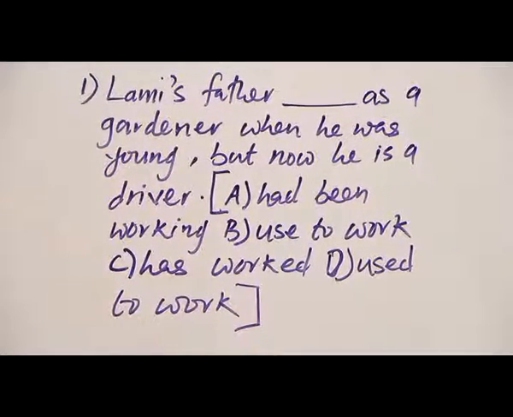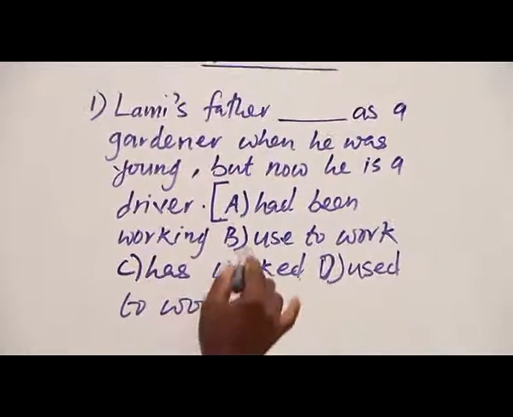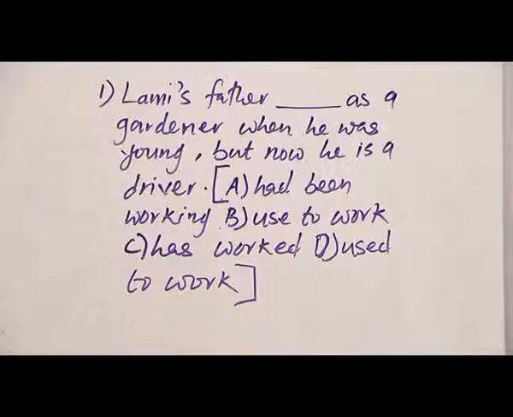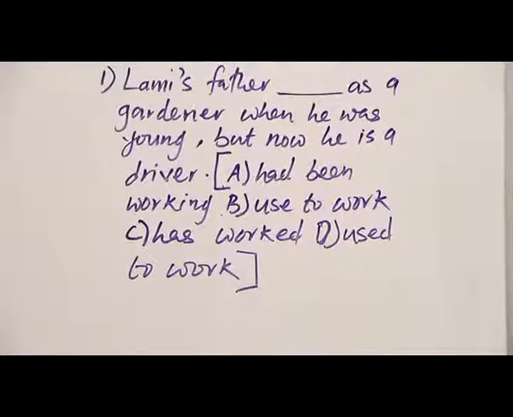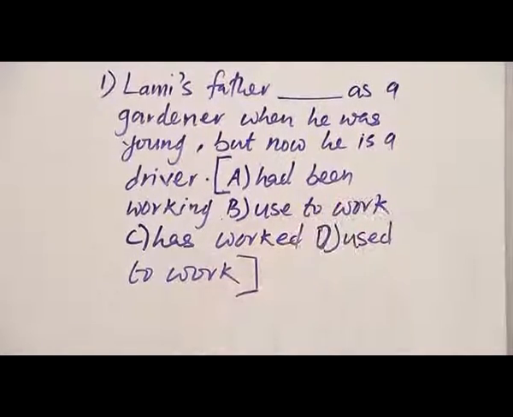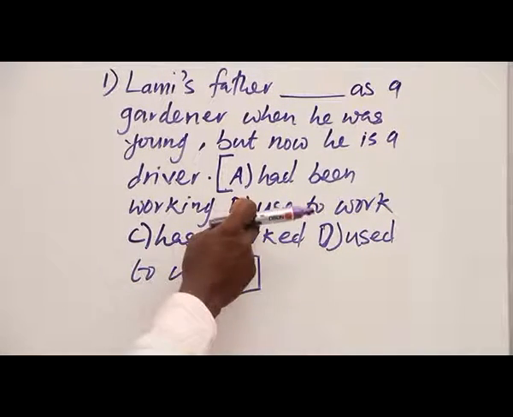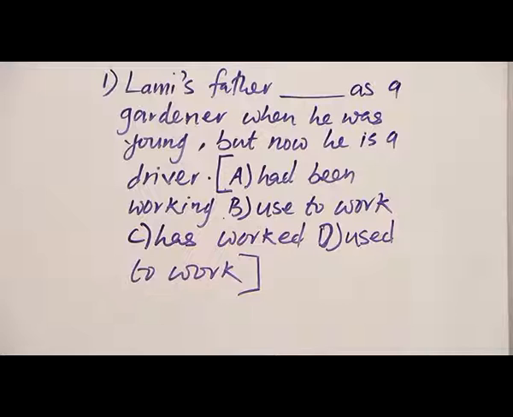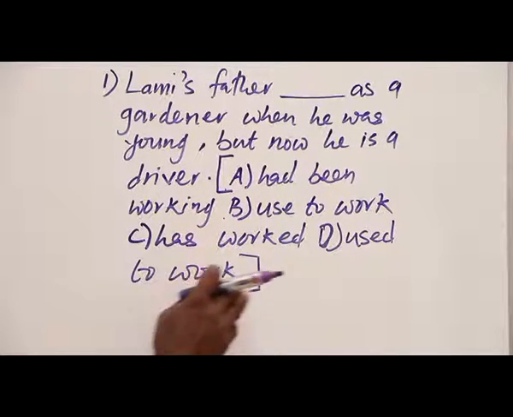That is the implication. So we'll find out that what you should have here should be in the past, and that will eliminate B. We'll also eliminate C, which are present forms. They are present tenses. Used to is present tense. C, has worked, is present perfect. In fact, used to is grammatically incorrect, because as soon as you say used, then it has to be past, what was happening habitually in the past. So that leaves us with had been working and then used to work.